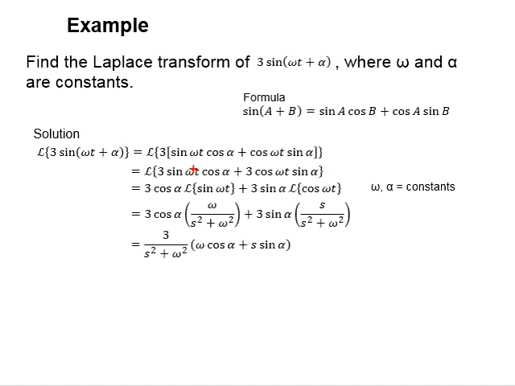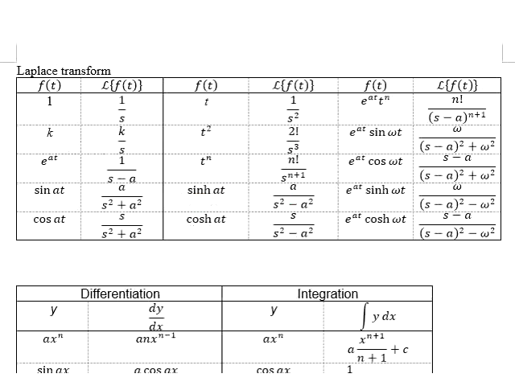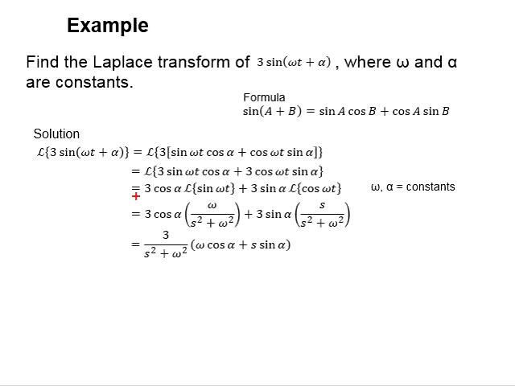Therefore, you can actually take out the cos alpha and sine alpha from the Laplace functions. That means you only need to do the Laplace transform of sine omega t and cos omega t. From the table of formulas, these are the solutions. Substitute the relevant value into the formula, you obtain this. Rearrange it, simplify the solutions, you will get this.